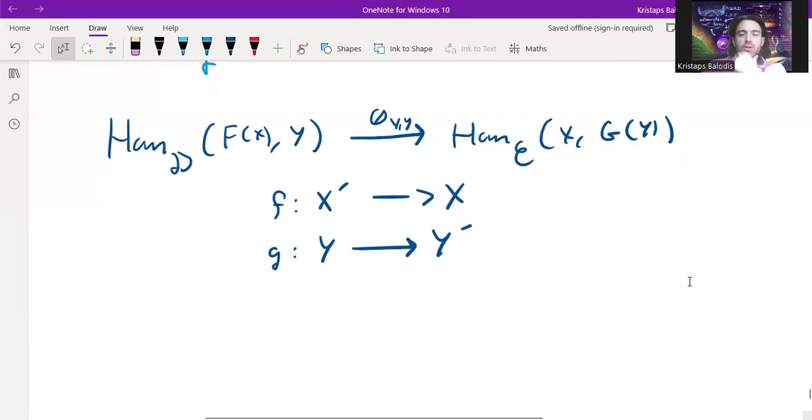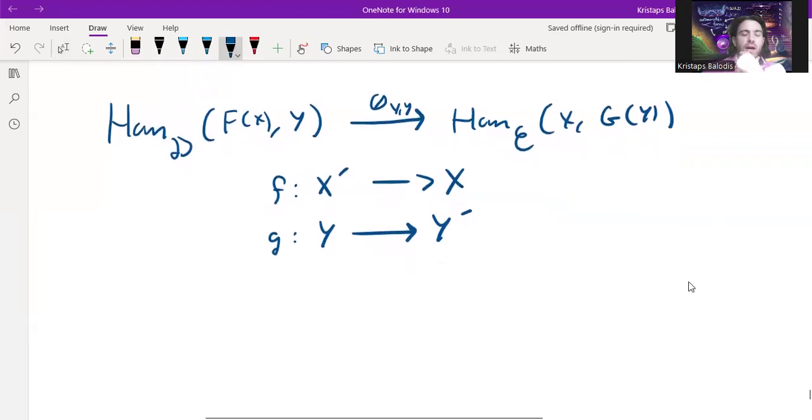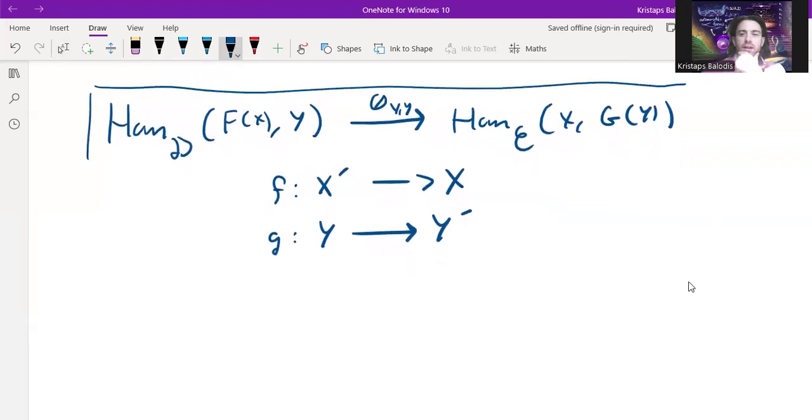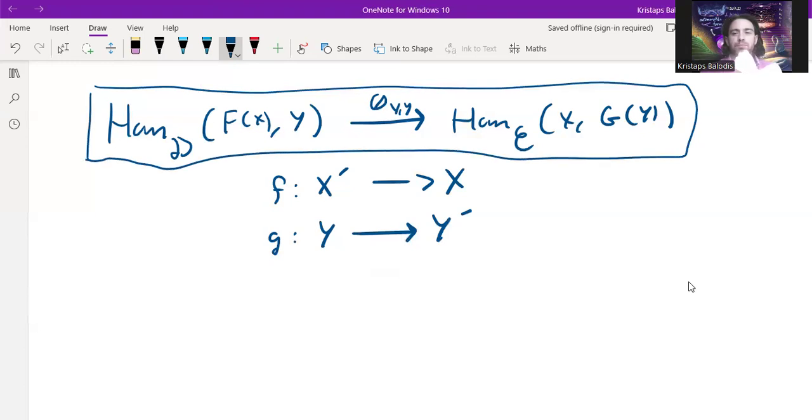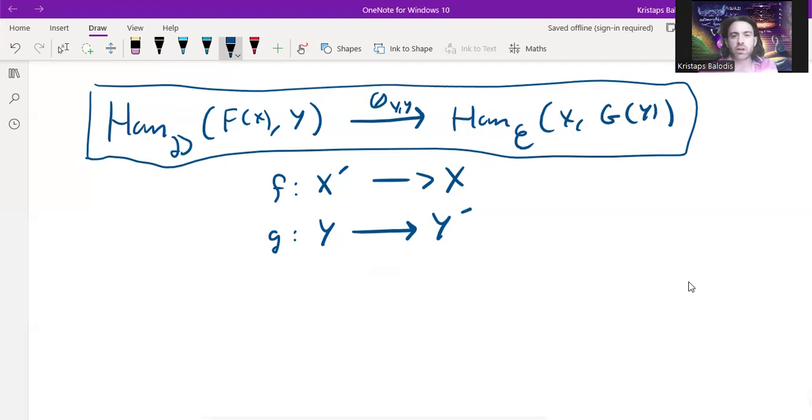So somehow this map should play nice, right, with both of these morphisms, right? If I decided to change x to x prime and y to y prime. So in particular, you could imagine if we fixed y, right? If we fixed y, then I actually have two functors, right?